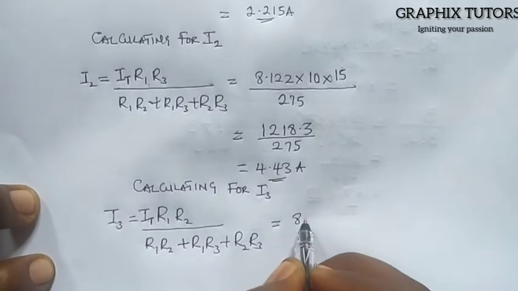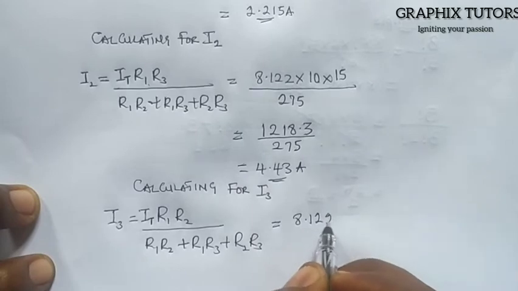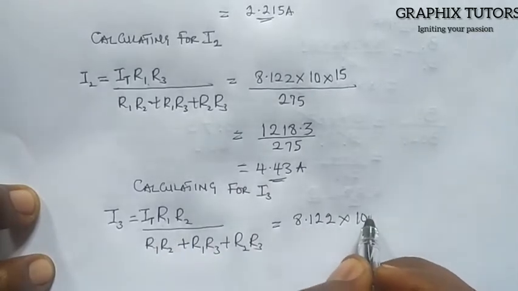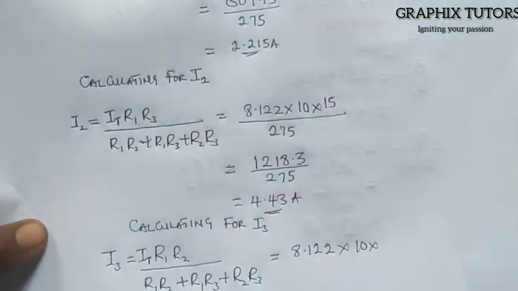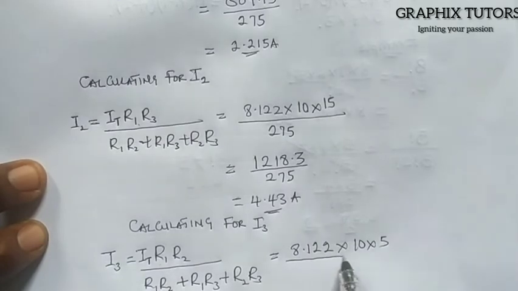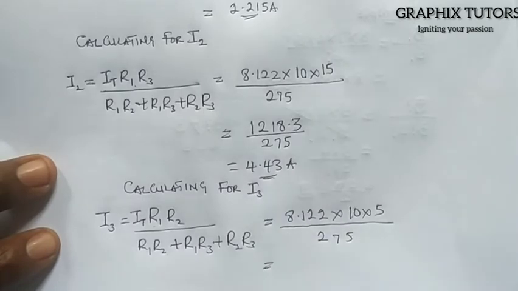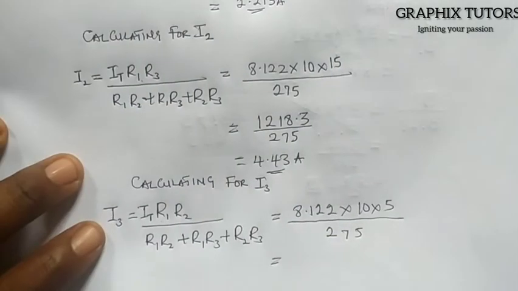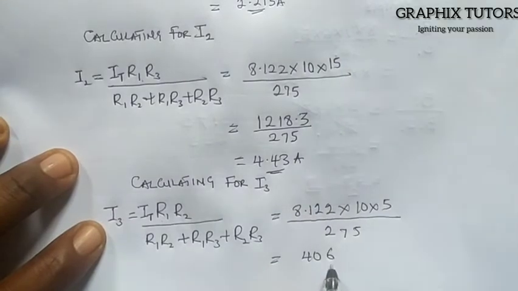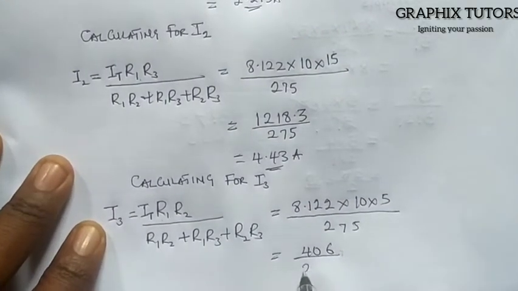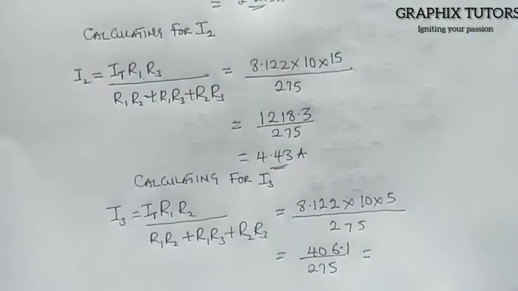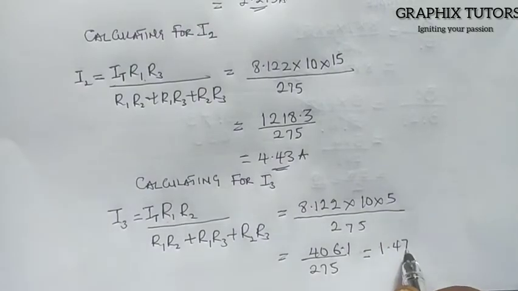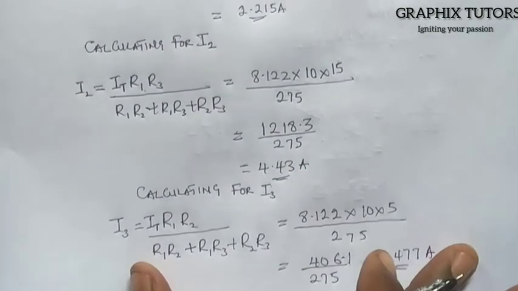We know it is 8.122 multiplied by R1, which is 10, multiplied by R2, which is 5. Yes, R2 is 5. Now nothing changed in the denominator here, so that is 275. So when I do that, I'll be having 406 all over 275, and that will give us 1.477 amperes. So that is the current that we're having.